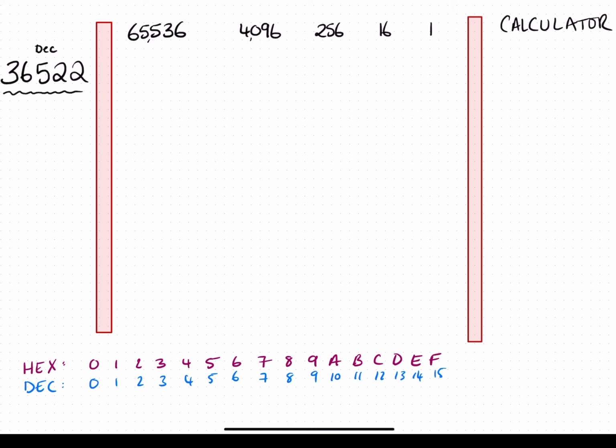On top you can see the different powers of 16 going from right to left. So you've got 16 to the power of 0, 16 to the power of 1, 16 to the power of 2, 16 to the power of 3, and I've stopped at 16 to the power of 4. I know that 65,536 is beyond the scope of this question because it's bigger than my original number, so there's no way it's going to be involved in my building block, and I can rule it out now.